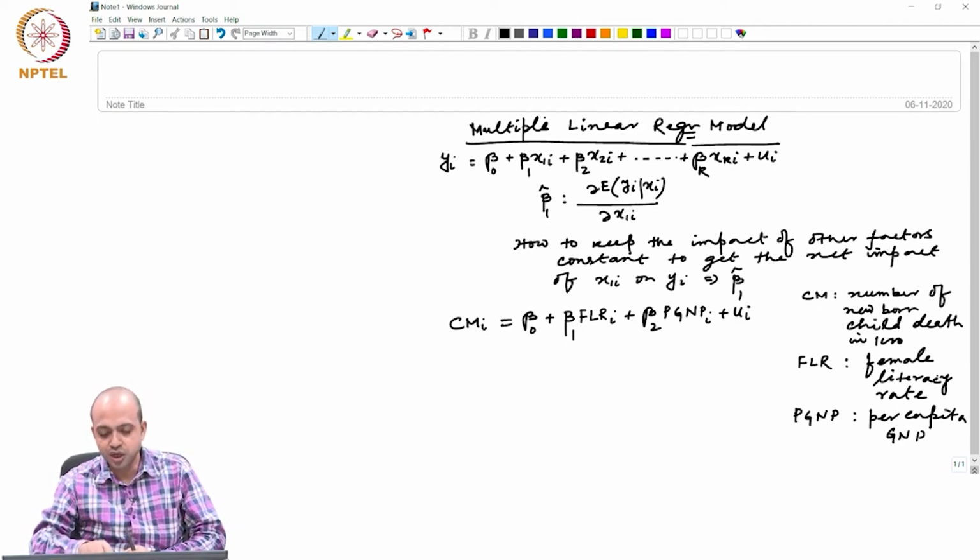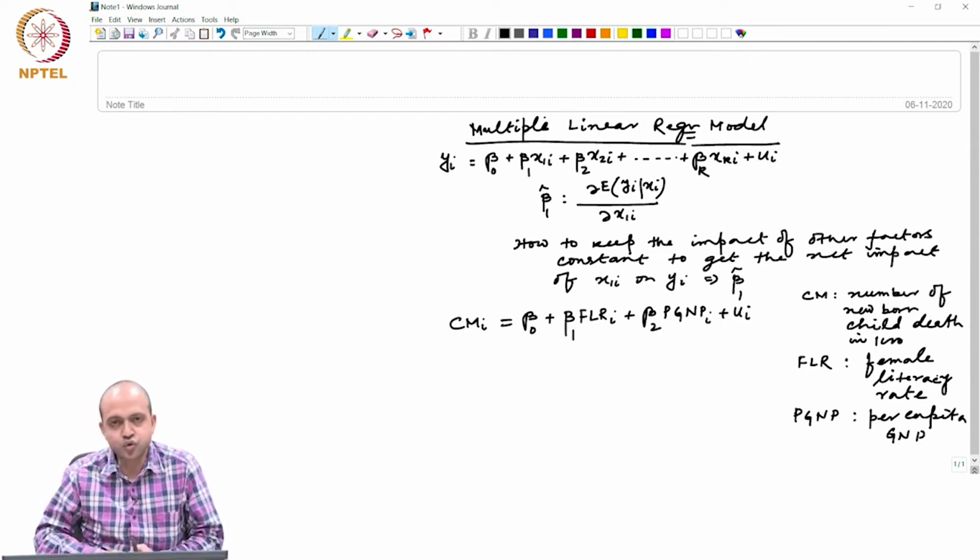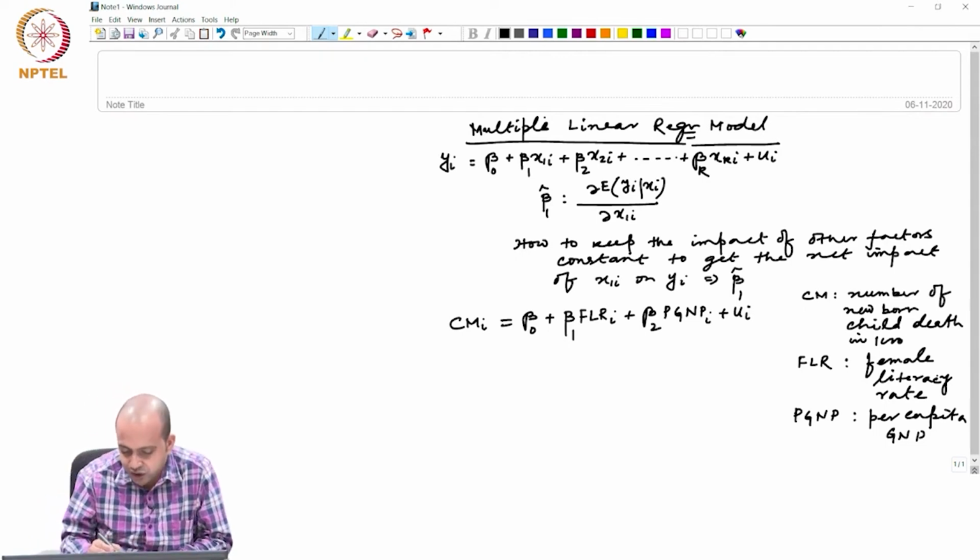Because of this, in our model we have hypothesized, there might be many other factors, but we have hypothesized these are the two factors that are the most important determining the child mortality rate, right. And that is the reason we have included these two factors in the model. Now, here our objective is to get beta 1 hat, and what is the beta 1 hat?